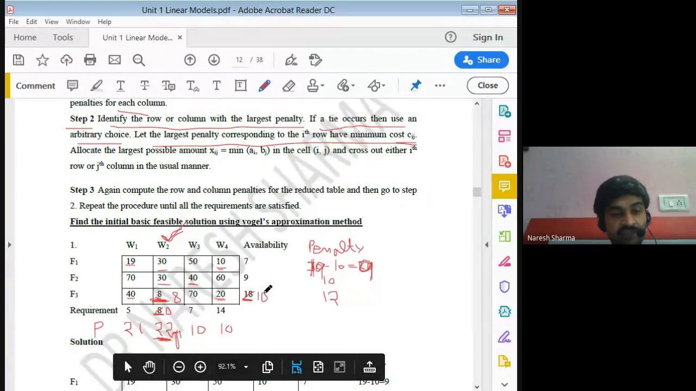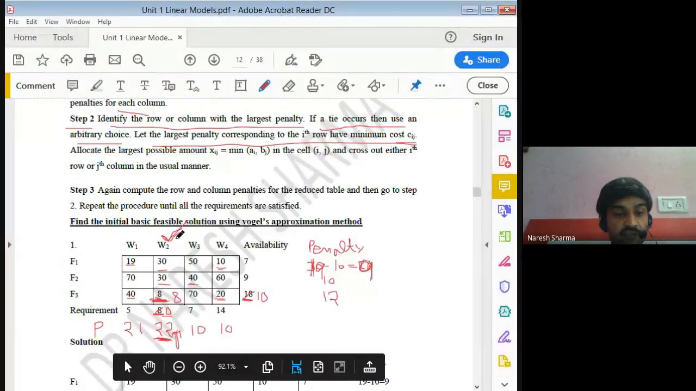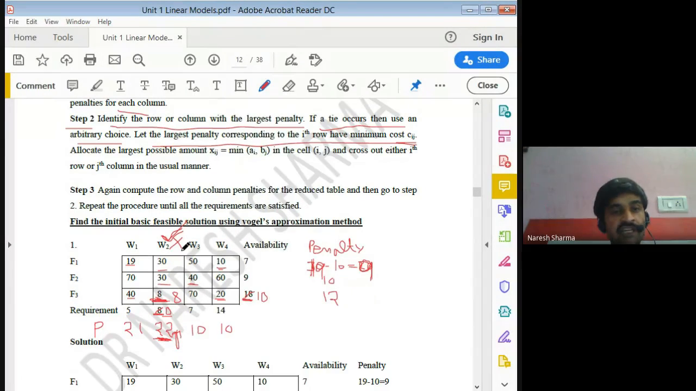And here this becomes your 10. Hope so it's okay. Now this requirement is fulfilled. So we cross your second column. Then you can repeat step 1 and 2.